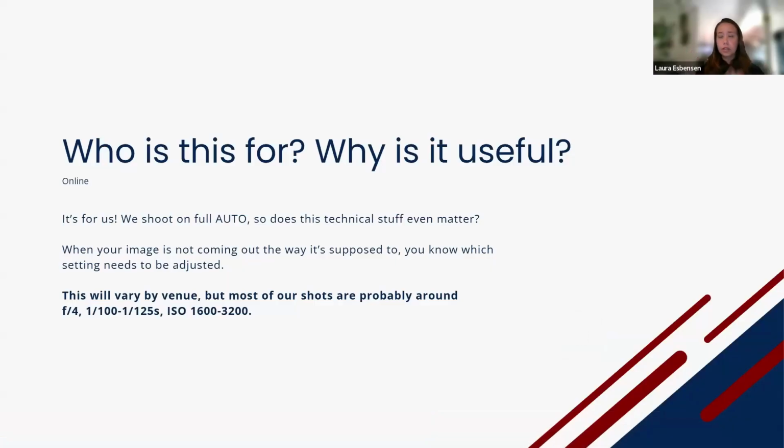Okay, so who is this for? I mean, really, this is for us. We're the ones out in the field actually taking photos. And then the follow-up question is, well, we shoot on auto, so why do we need to know this? When you are in the field and your image is not coming out the way it's supposed to, you need to know what to do about it. And you need to be able to identify, this is not in focus because XYZ. My shutter speed is too low, so I'm moving, or my aperture is too wide, so my people on the edges are not clear.